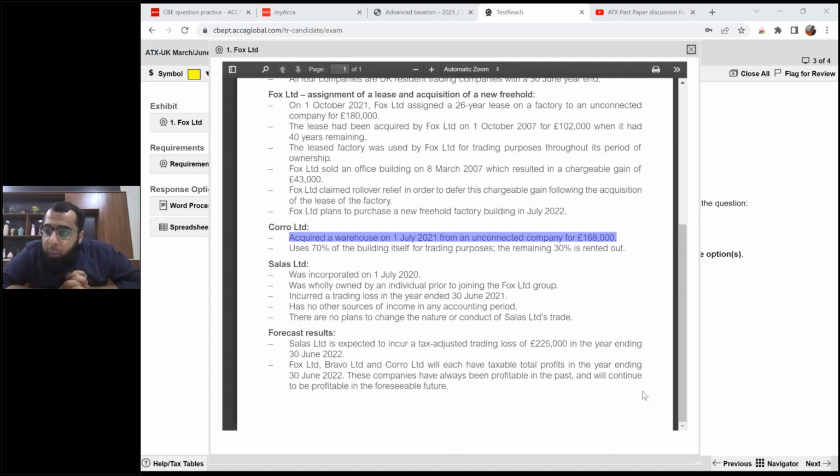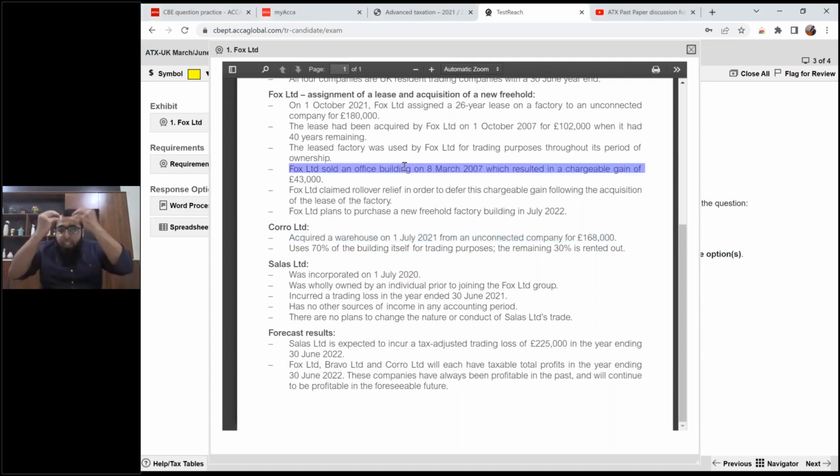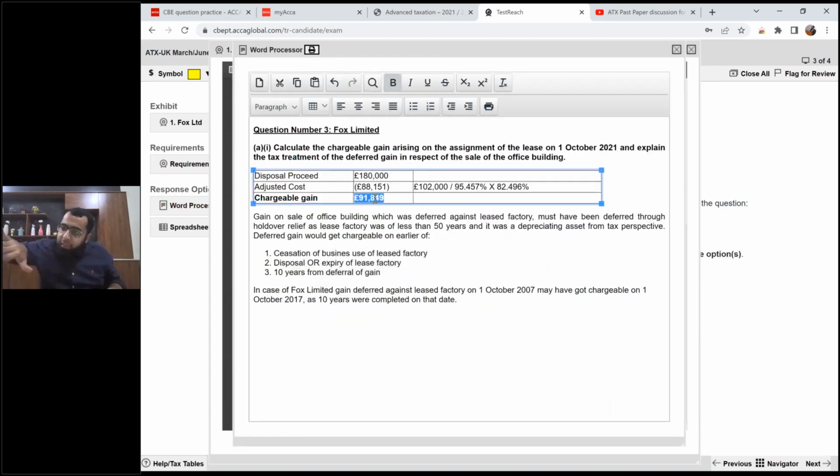Okay. Sir, in part one, we dispose of the lease on 1st October 21, earlier than 10 years, then 43,000 will be chargeable on 1st October 21. Roman, I think that you are mixing up the things. Disposal of the lease is something different, and the gain deferred of the office building is something different. Please, in your mind, first make these two things separate. Disposal of the lease resulted in this gain. This is done. Keep it in a separate box.